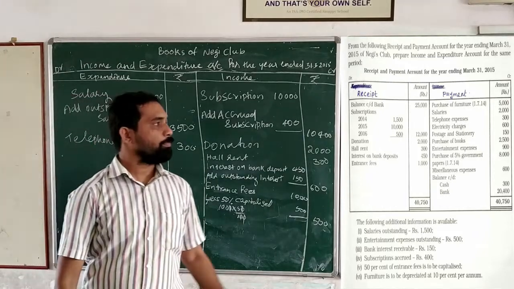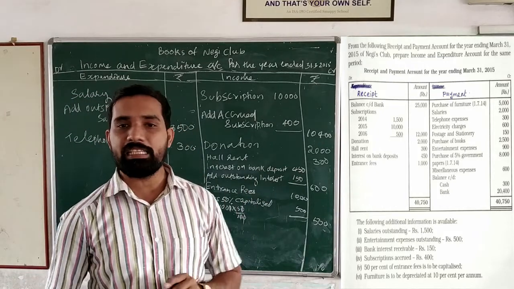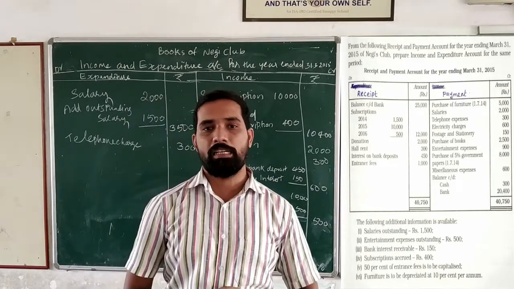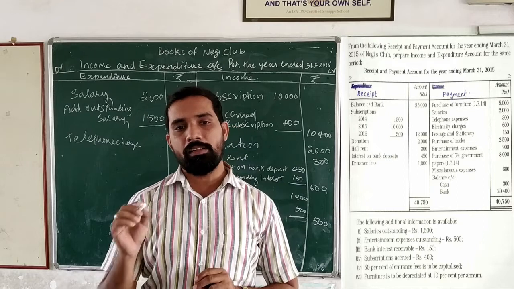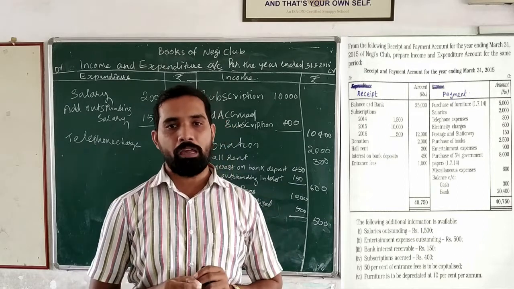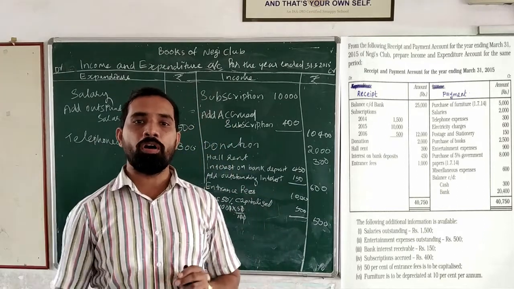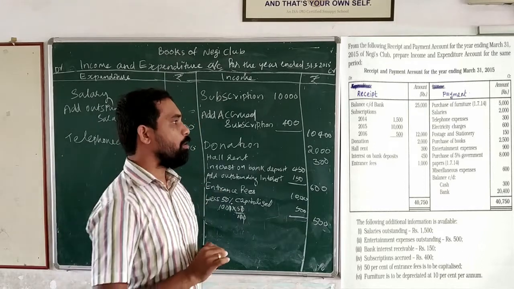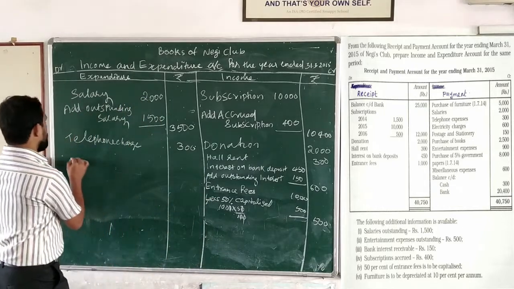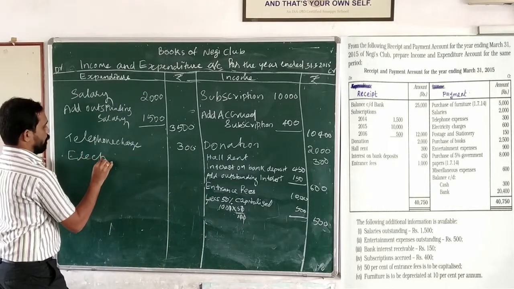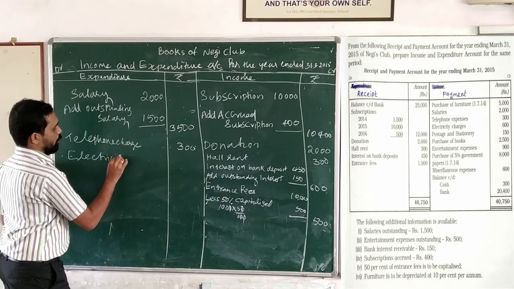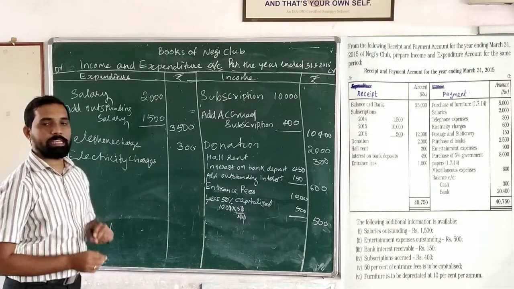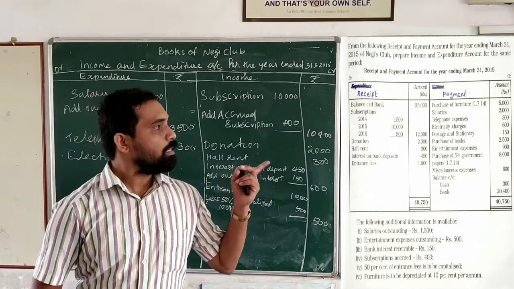Next item, electricity charges. What is it? Electricity charges 600. Electricity charges are also revenue payments. So it's shown on the expenditure side of income and expenditure account. So here electricity charges. How much rupees electricity charges? 600.